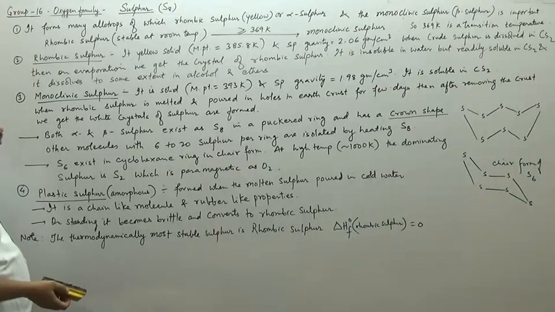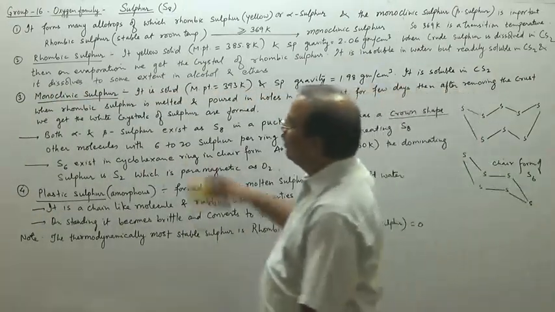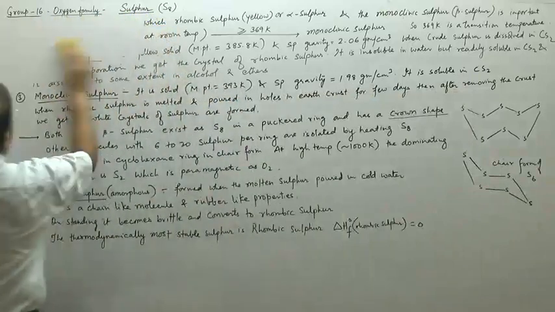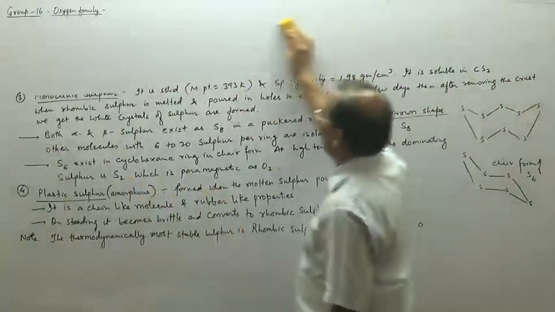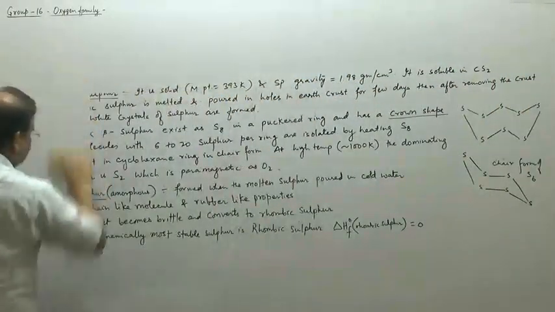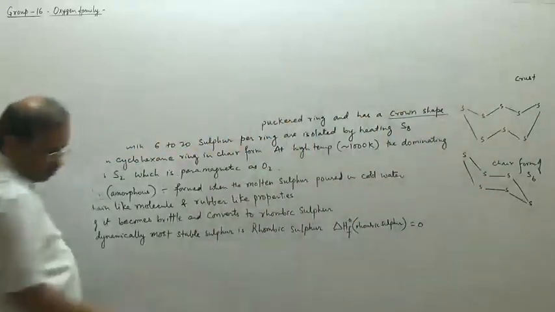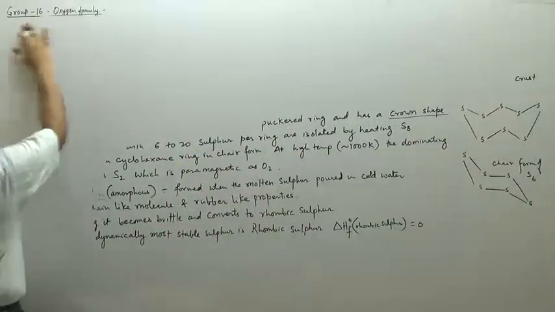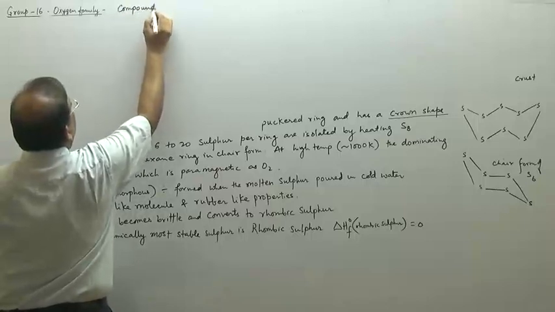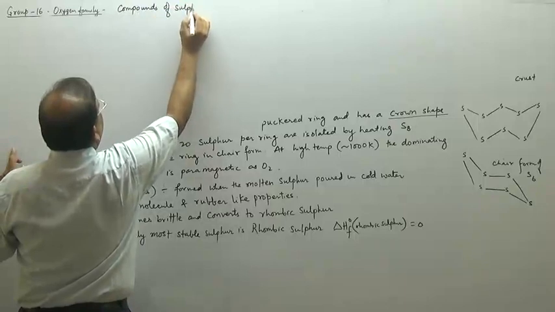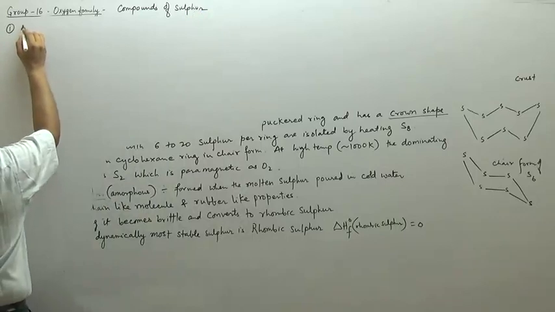This is the information we required for the sulfur. Next we can discuss the compounds of sulfur. We can write the compounds of sulfur. The very first compound we can write is sulfur dioxide.